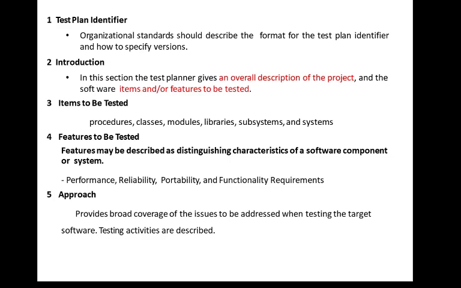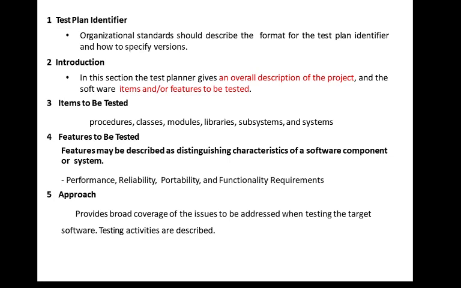The next component is items to be tested. In this component, we list all the entities to be tested, which should include the names, identifiers, version and revision numbers of each entity. The items listed could include procedures, classes, modules, libraries, subsystems, and systems.